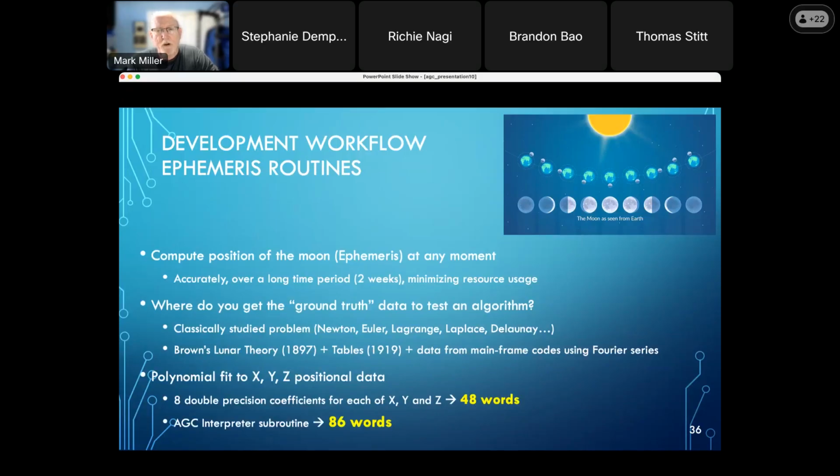So I'll give you a little example of how they developed some of the software. One thing that the computer needed to know is, where is the moon? What's its position and velocity at any time? That's probably an important question for a guidance computer to know the answer to.